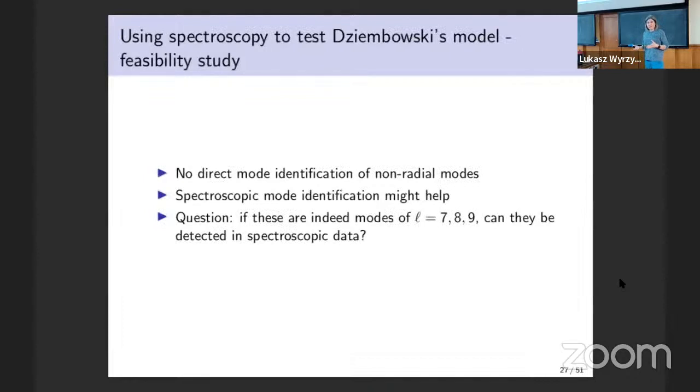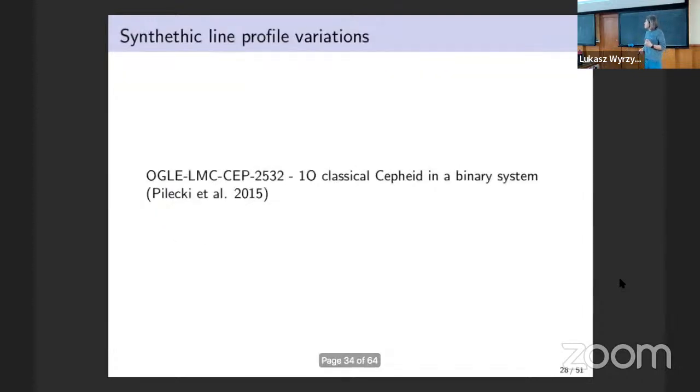The question I also try to answer for those stars, if these are indeed those non-radial modes of relatively high degree of 7, 8, and 9 in Cepheids, is can they even be detected in spectroscopic data? To answer that, I simulated line profiles in synthetic spectra and how they change due to the pulsations, because this is the method that we use to later identify those modes.